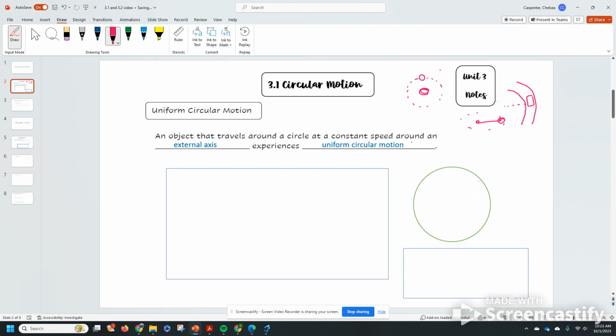We'll look at rotating objects in Unit 6. We analyze those a little bit differently, where the whole object itself is rotating instead of just something moving in a circle.